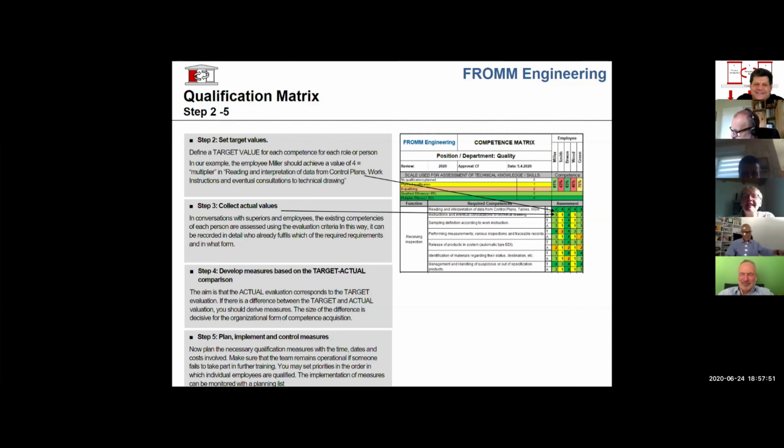Will you send us the template of the competence matrix? When a template is needed, I can send it out. I have it there. I will send it out after the meeting, no problem.